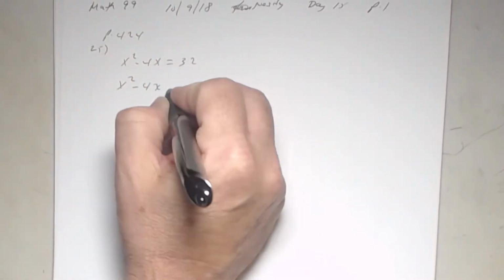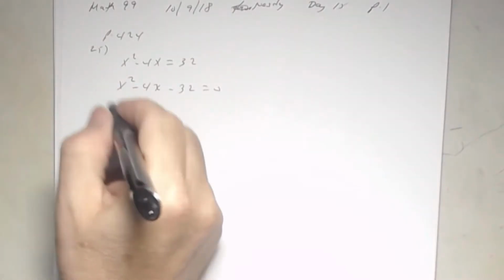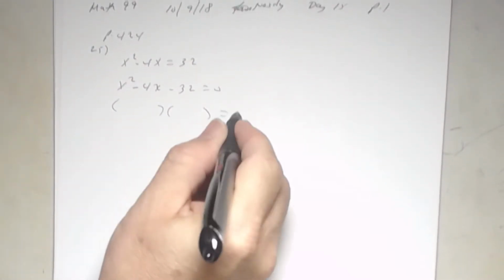So x squared minus 4x minus 32 equals 0. Then remember, you always look for a GCF first. So GCF is 1. Oh, yeah, that's right. Never mind. So remember, in your test Tuesday, you have factoring on there, so make sure you know how to factor.